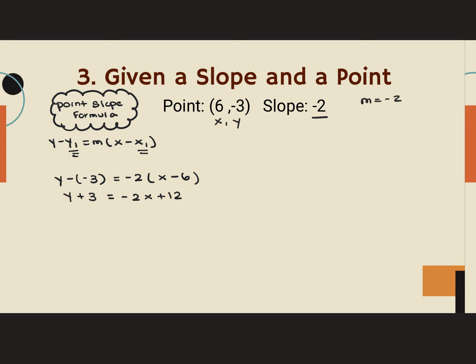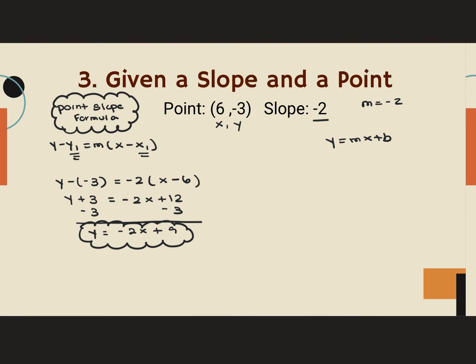I'm going to solve for y because remember, ultimately I want it in the form y equals mx plus b. So I'm going to subtract 3 from both sides, and I have y is equal to -2x plus 9. All right, so our equation is y equals -2x plus 9.